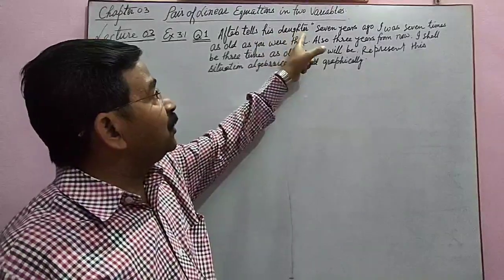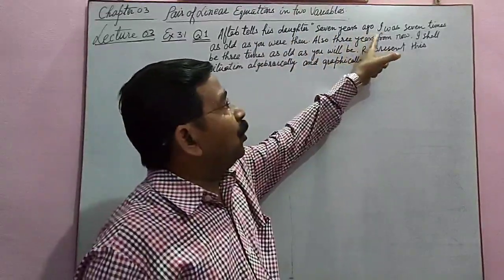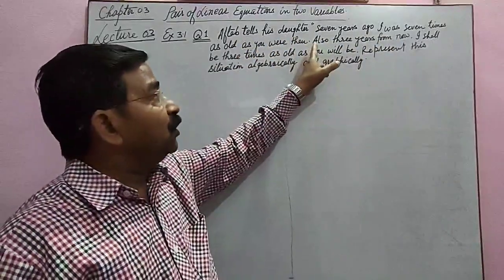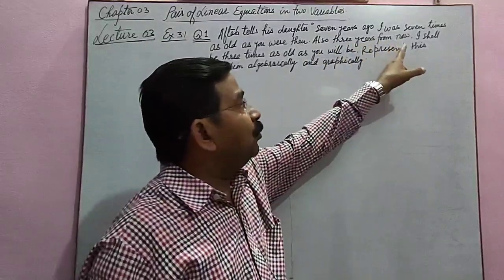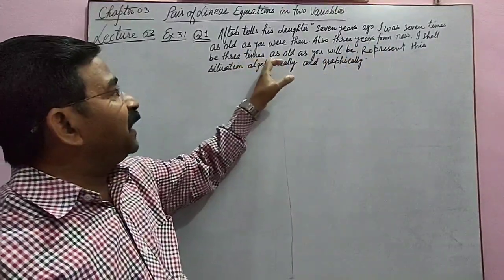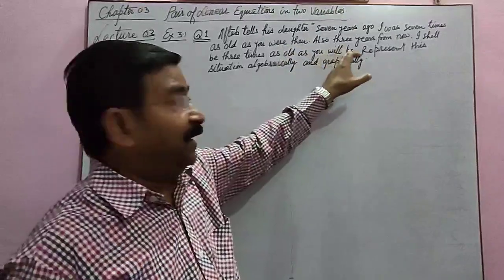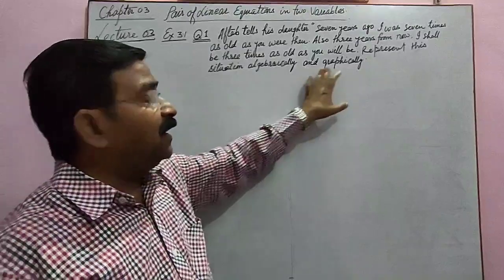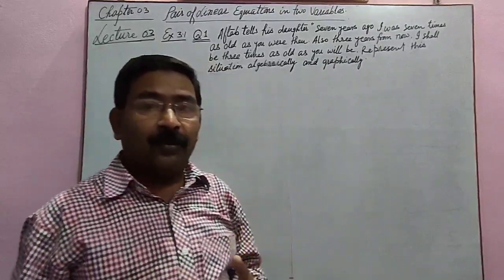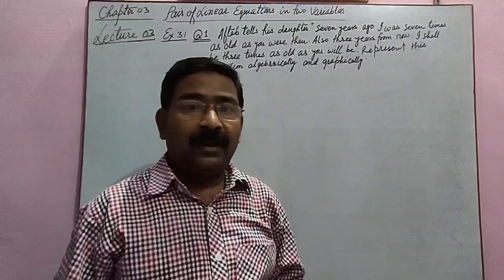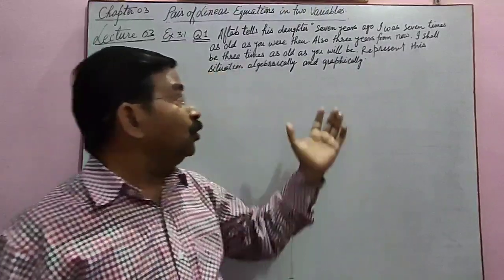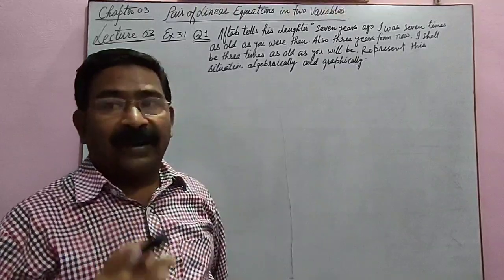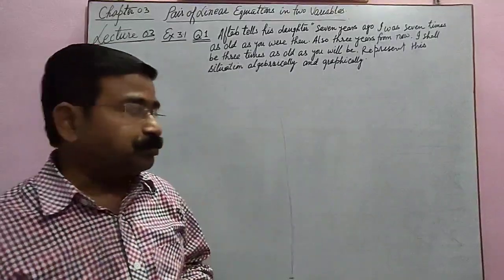Aftab tells his daughter, 7 years ago, I was 7 times as old as you were then. Also, 3 years from now, I shall be 3 times as old as you will be. Represent this situation algebraically and graphically. Means first we have to form the equations, and then we have to plot the graph for the equations. In this one, no need to find the solution, we just have to represent the graph.